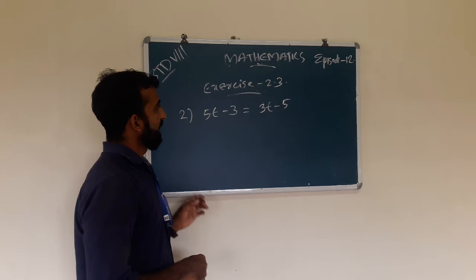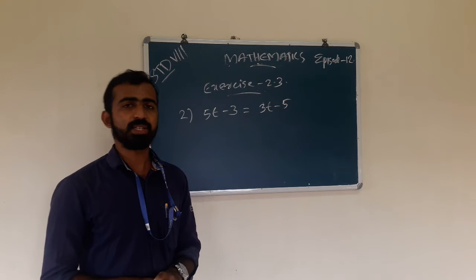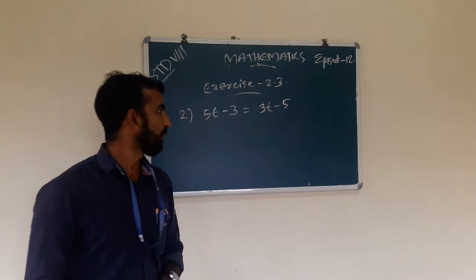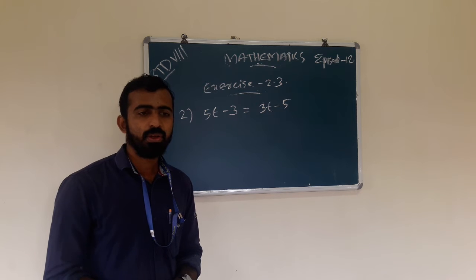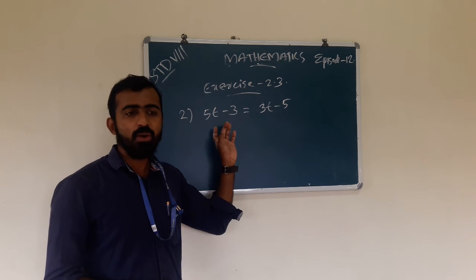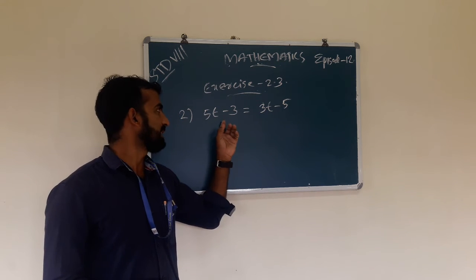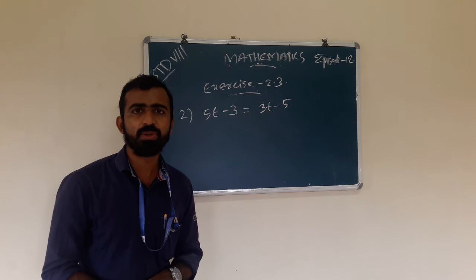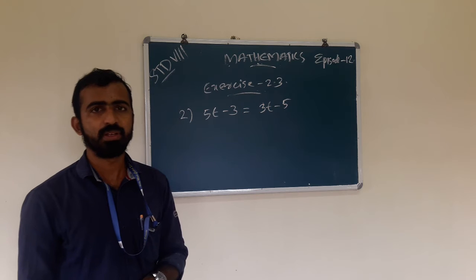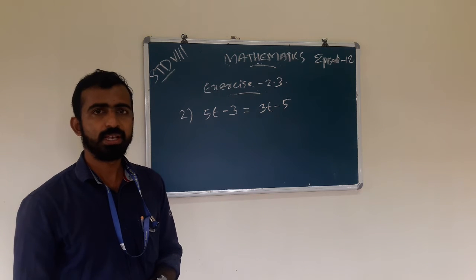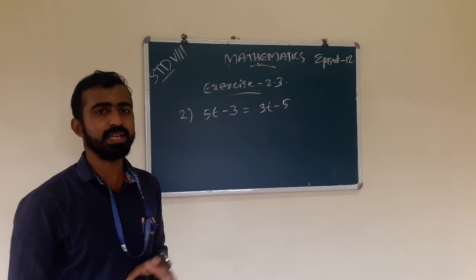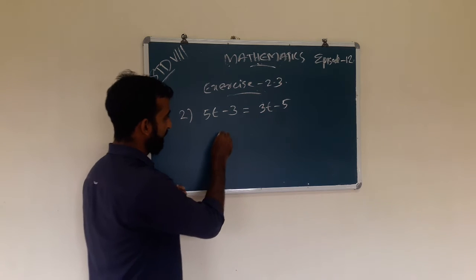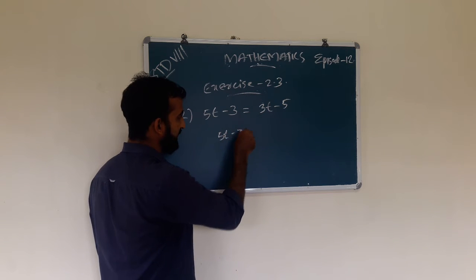And next, anyone can say the answer. Can you follow? Okay, any doubt? What is the next? 5t minus 3 equals 3t minus 5. What is the answer? Can you solve this? Yes, what is the answer? Anyone can say? Yes, that is 5t minus 3t.